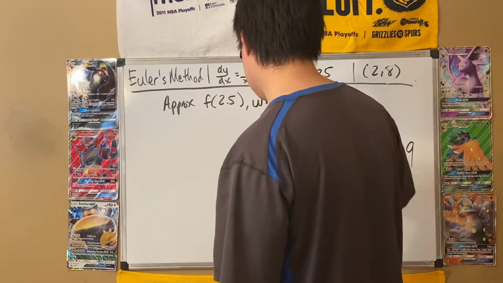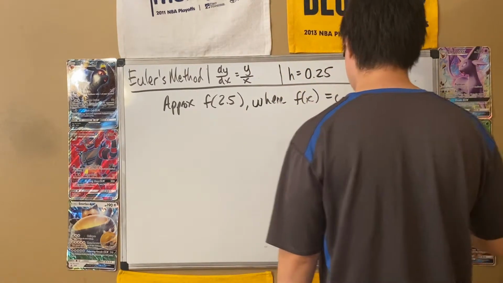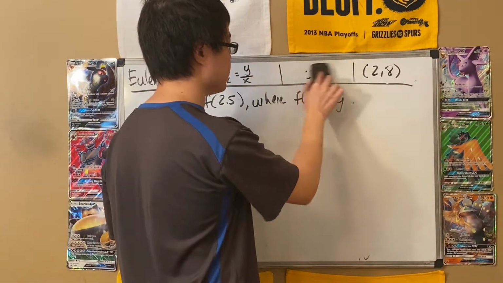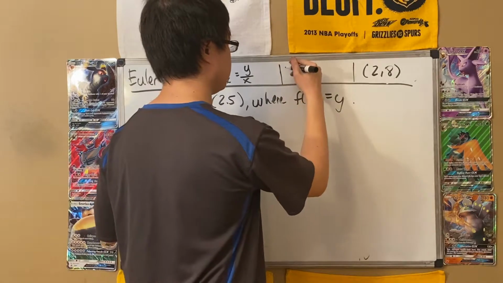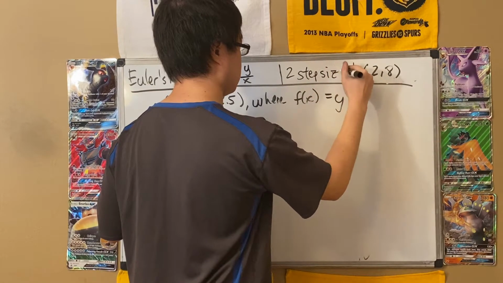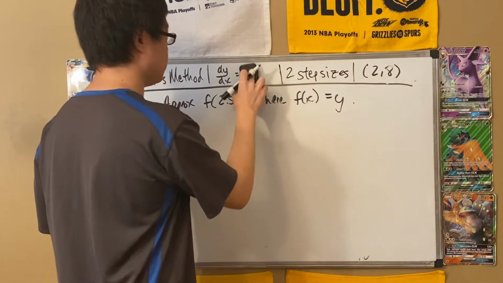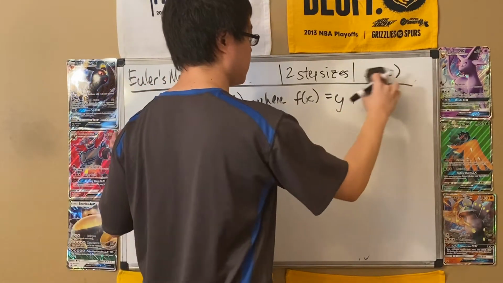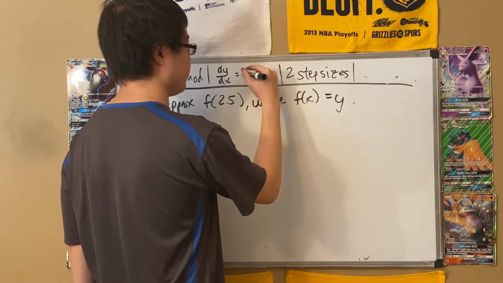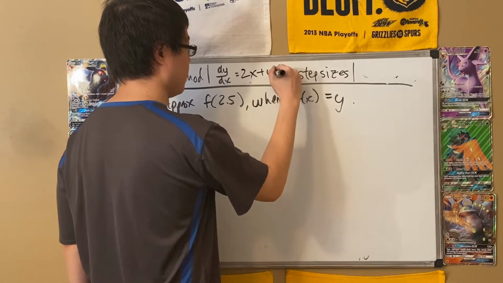So I'm going to erase this. Sometimes they don't tell you what the step size is, but they tell you how many step sizes. So in this case, we're going to have 2 step sizes. Then we are going to have the differential equation in this case, which again is given as 2x plus y.